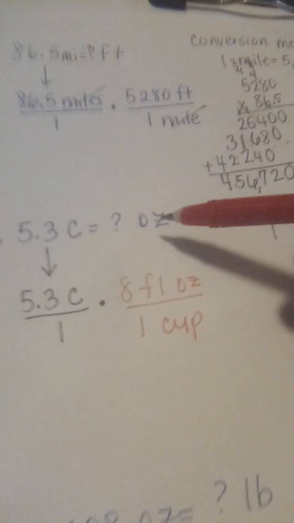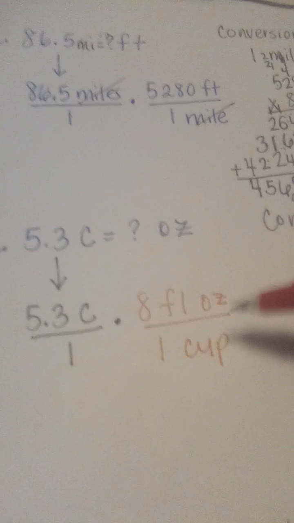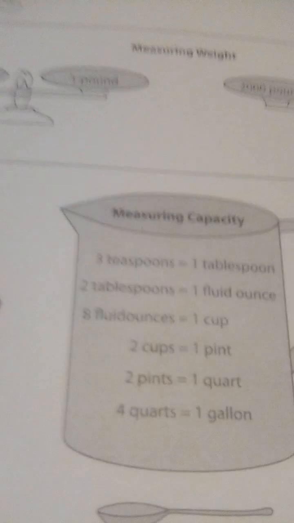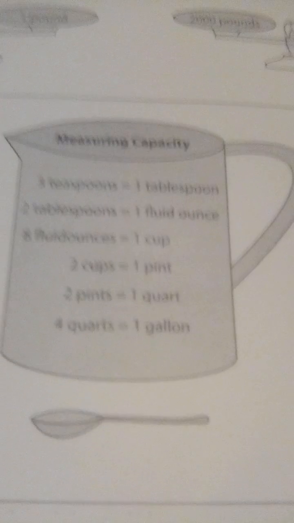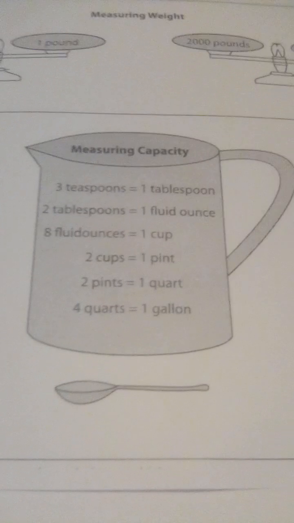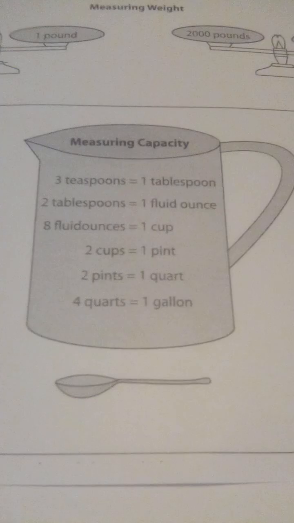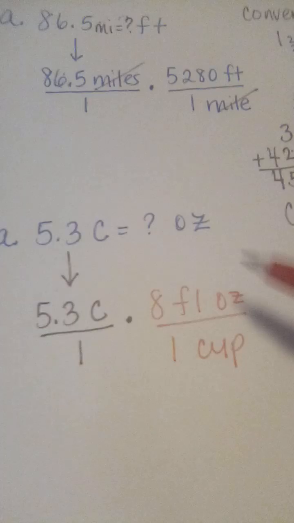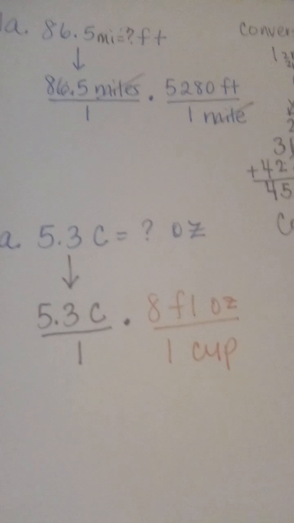Okay. The reason why it's fluid ounces is the same thing. Well, it is dealing with ounces. Don't be discouraged, because I just saw this right here on the measuring capacity, and that's where I find out. So that's why 8 fluid ounces equals 1 cup, and that's how I get this over 1. Any questions so far?